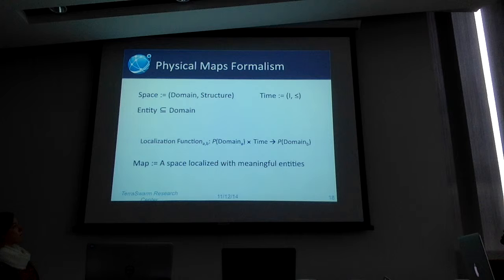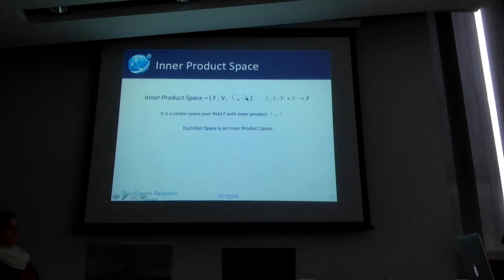So to bring this all together, this is the formalism that I'll use for the rest of this when talking about spaces. A space consists of a domain and a structure. It's a tuple of domain and structure. Structure is kind of a loose way to describe whatever is on the right after this.